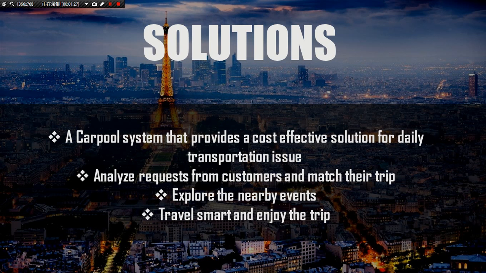The issues I mentioned before can be somehow fixed by our system. The system will analyze the requests from drivers and passengers, such as where they want to go, when, and the number of people in their group. Then the system will provide a list of options for our customer. They can pick one in the list or simply make a new request.